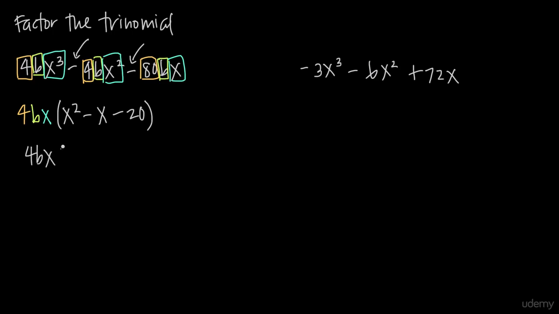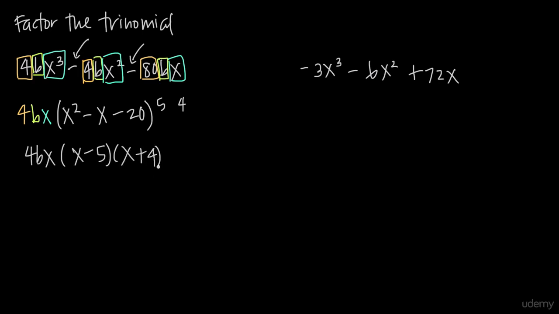We'll get 4bx times, when we look at the factors of 20, we're going to see that we're going to use the factors 5 and 4, because if we take a negative 5 and a positive 4, we'll get negative 1, which is the coefficient on this first degree x term here. So we're going to get x minus 5 and x plus 4.